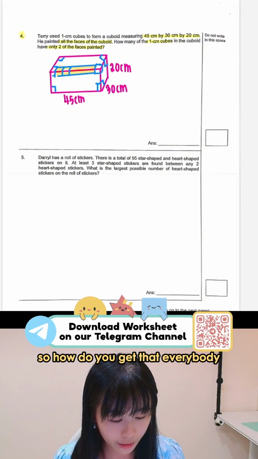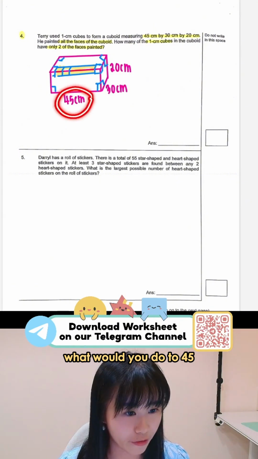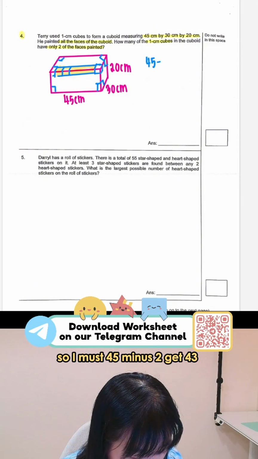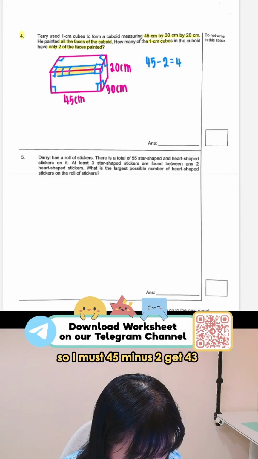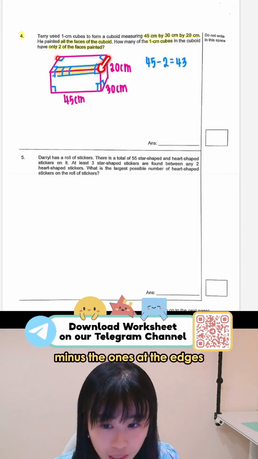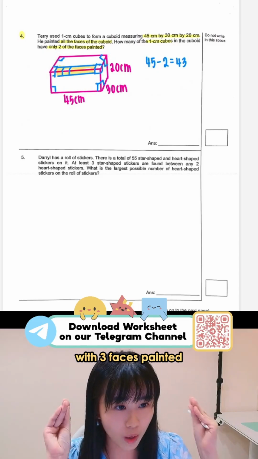So how do you get that, everybody? What will you do to 45? So I must do 45 minus 2 to get 43. Okay, why do I minus 2? Because I must minus the ones at the edges. Those two are the ones with 3 faces painted.